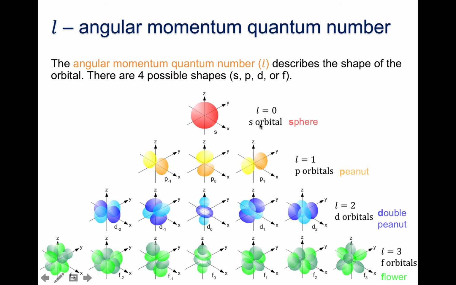An S orbital corresponds to a value of L that is 0. For P, the value for L is 1. For D, the value for L is 2, and for F, it's 3. So S, P, D, F, 0, 1, 2, 3. Yes, you will need to know the numbers associated with the angular momentum quantum number.